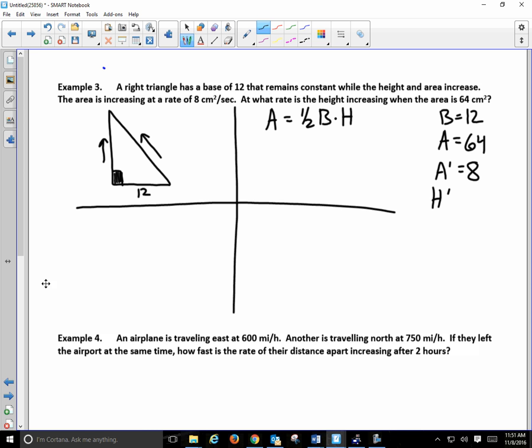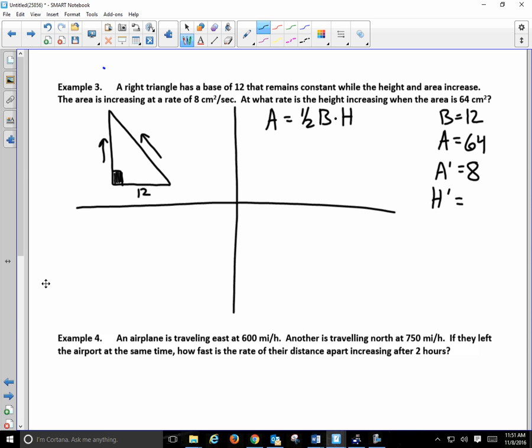H prime. If I took the derivative right now, what rule would you have to use? Product rule, Catherine. Why? Yeah, B times H, right? So you'd have to use the product rule. However, I don't have to do that in this situation, and there's a certain reason why.